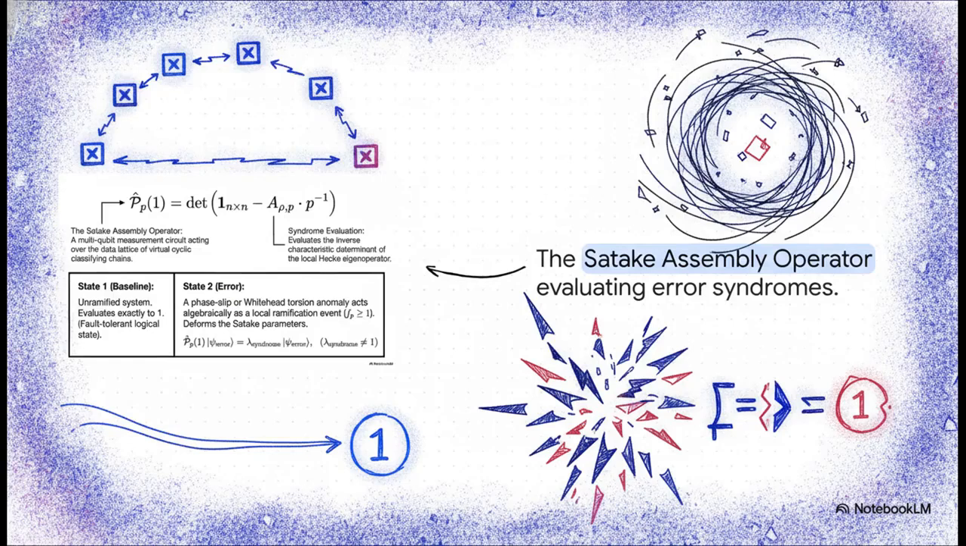And here's the mechanism in action. Think of the Satake assembly operator as a multi-qubit measurement circuit. In a flawless, unramified baseline, evaluating this operator yields exactly 1. But if a winding anomaly tries to tear spacetime apart, it creates a local ramification event. This spikes the local conductor index, and our mathematical circuit immediately reads it as a non-zero error syndrome, exactly like a quantum computer detecting a phase slip error.